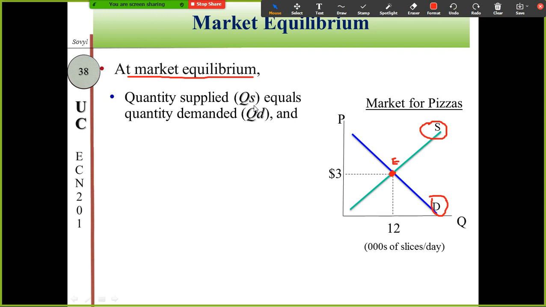At market equilibrium, the quantity supplied QS equals the quantity demanded QD. So look at this one: 12,000 is on the supply curve, that means this is the quantity supplied, and 12,000 is also on the demand curve, so this is also the quantity demanded. That's why, based on the graph, in the market for pizza, 12,000 slices per day is the quantity supplied, equal to the quantity demanded, and also equal to the equilibrium quantity. Okay, so remember that one.